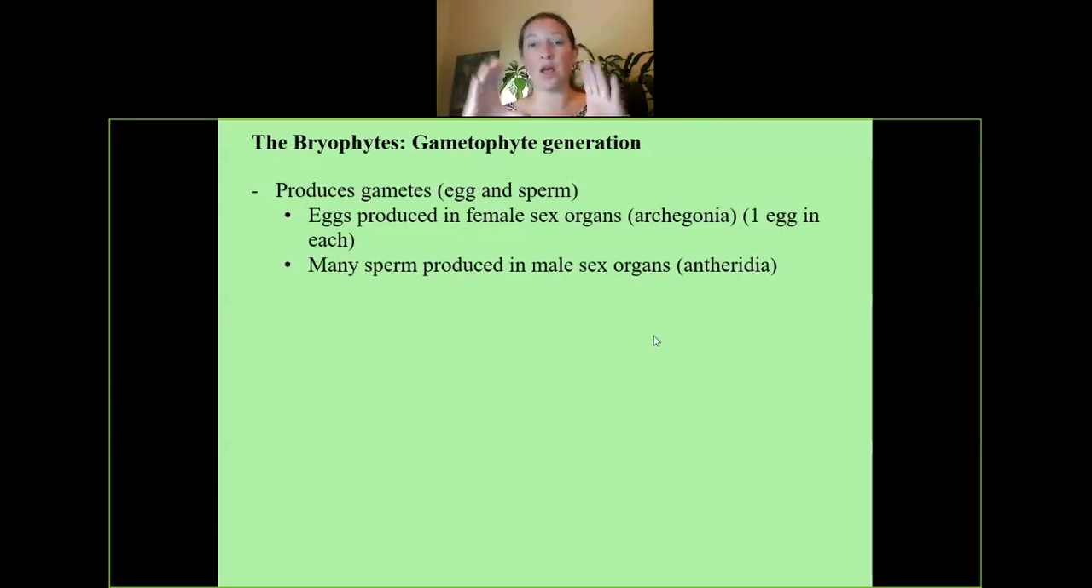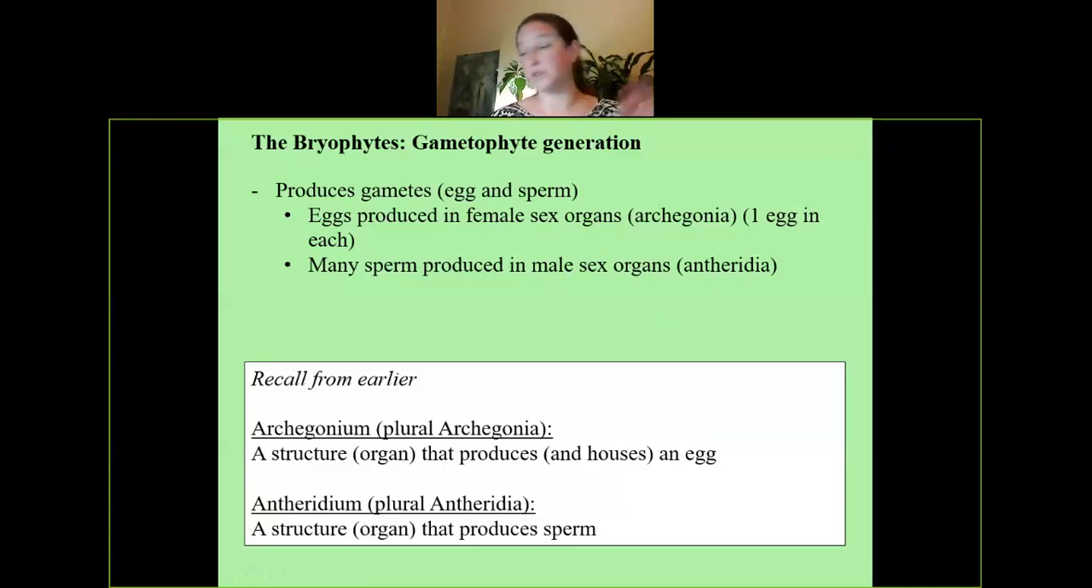Each archegonium only holds one egg. So one egg per archegonium. One antheridium can make many, many sperm. And this is just a reminder of these new terms that we covered earlier.